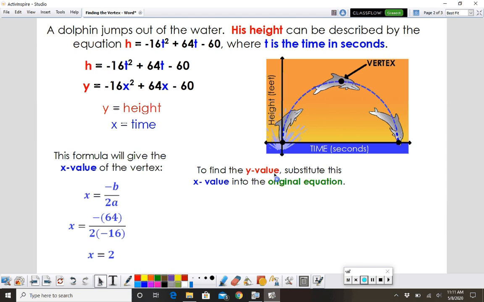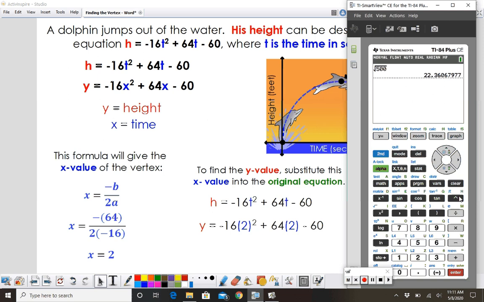Now to find the y value, what we're going to do is take this x value and plug it into this equation. So we'll start with our regular equation. Remember, x is the same as t, so we're going to take this 2 and put it in all these places where we had our t value, and we're going to multiply this out. You can do this using your calculator. Just be really careful with your negatives and your parentheses and stuff.